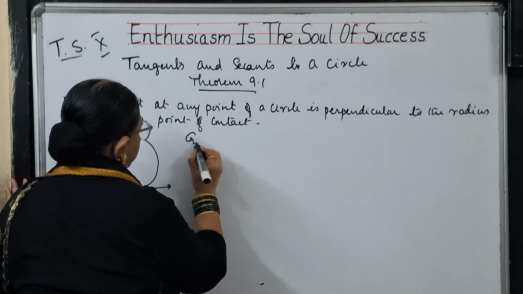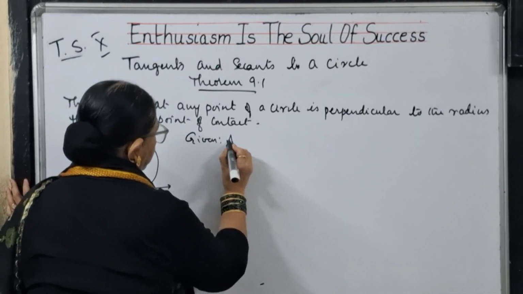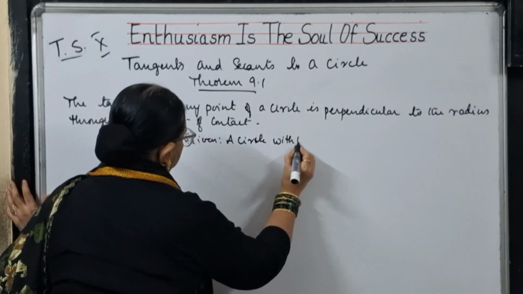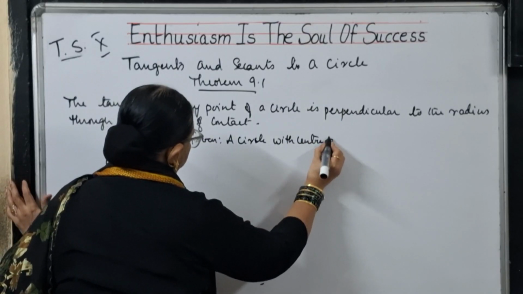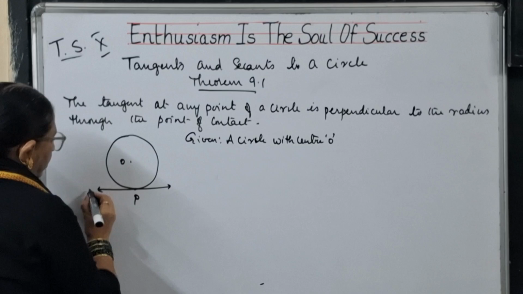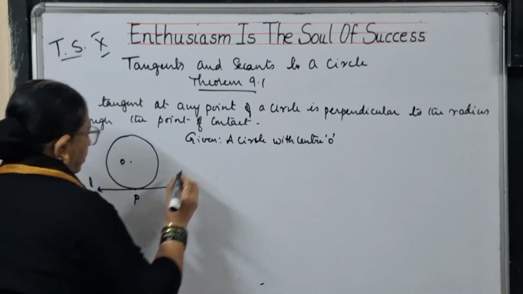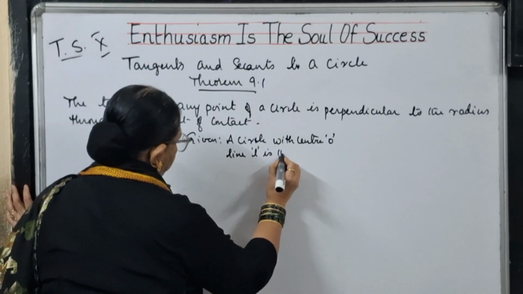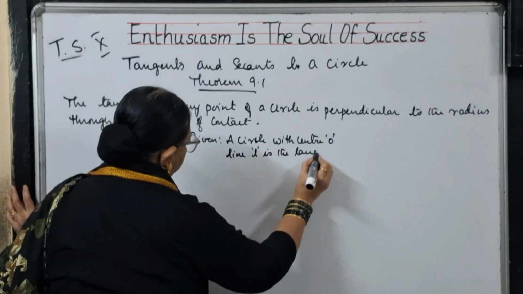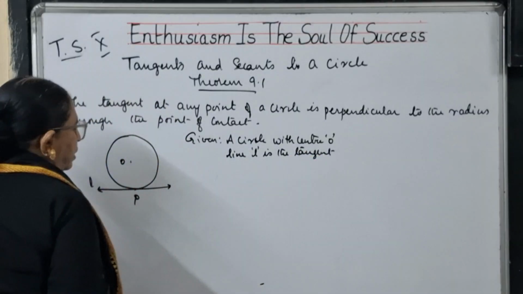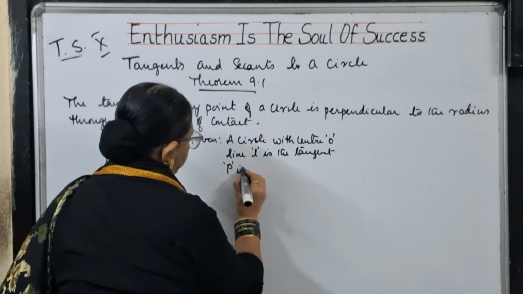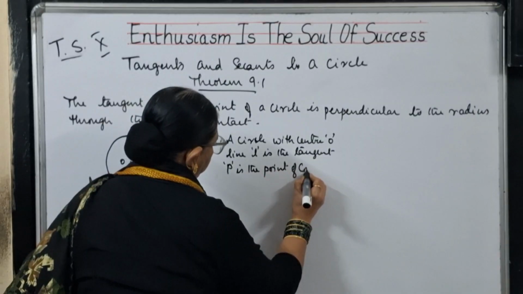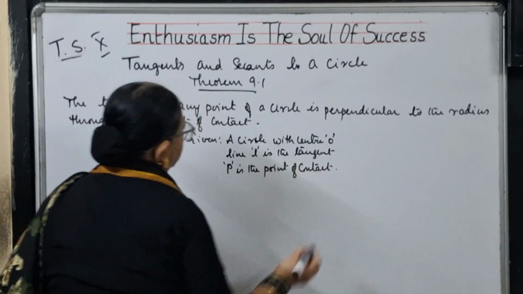So what is given to us? We have got a circle with center O. And let me write L. Line L is the tangent. This is also given to you. And P is the point of contact. This is given to you.